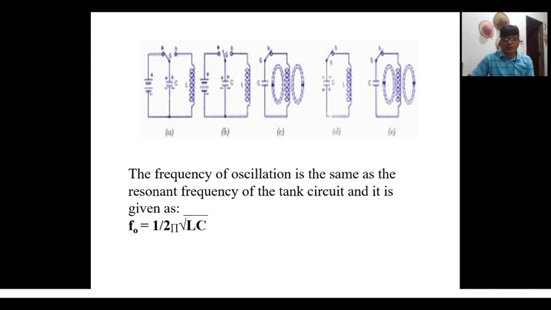The frequency of oscillations of the tank circuit is determined by the constants of the circuit, such as inductance and capacitance, and is given by f0 equals 1 upon 2 pi square root of LC. So this is briefly how the oscillator circuit, that is the tank circuit, operates.